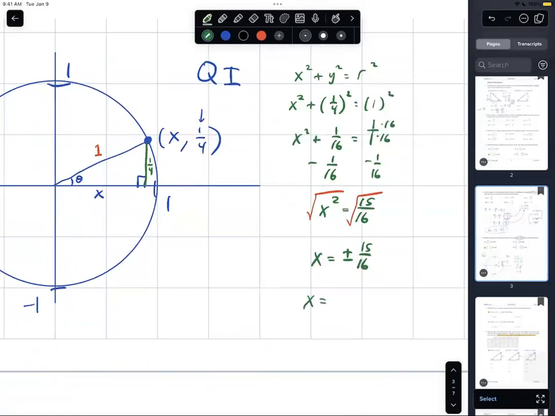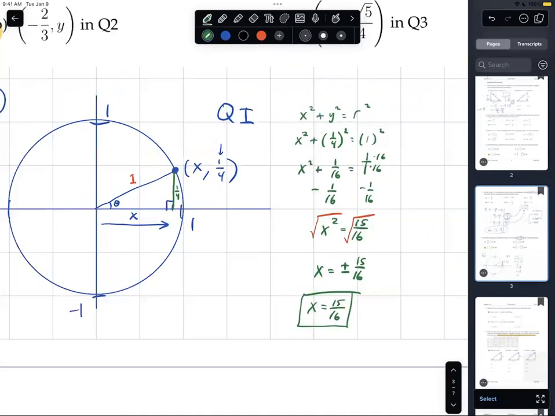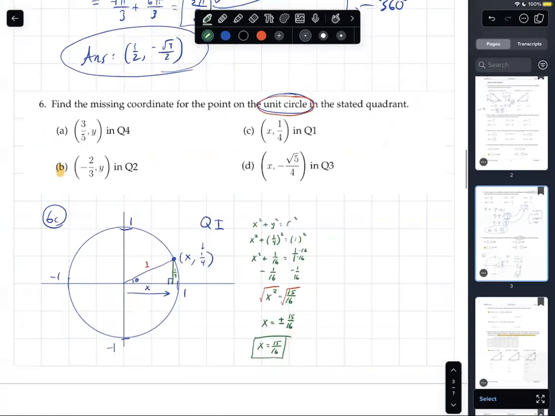Which of these two values do we choose, the positive or the negative? Positive. Why the positive? Because we're in Q1, so the x values would be positive. That's correct. Very good. If you're in quadrant 1, you must be to the right of the y-axis, so the negative one we can ignore. Positive square root of 15/16 is the answer. Okay, so that is the missing coordinate.